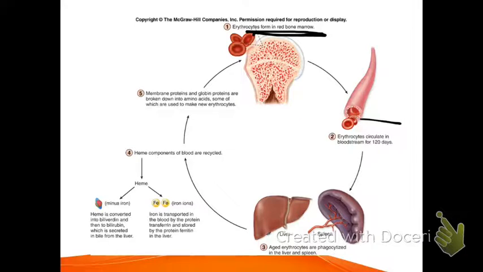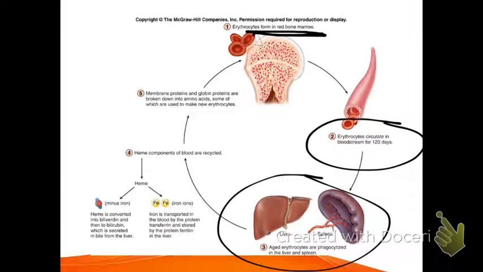Okay, then they live for about 120 days. They go around, they do their stuff, and then once they've done their job, they'll get broken down in your spleen and they'll get recycled. Okay, 120 days is actually longer than I thought. Apologies for that. So then we'll break them down, recycle the good stuff, and then make more red blood cells.